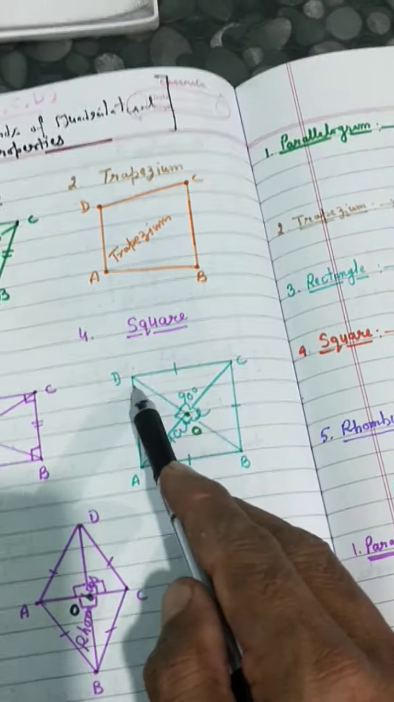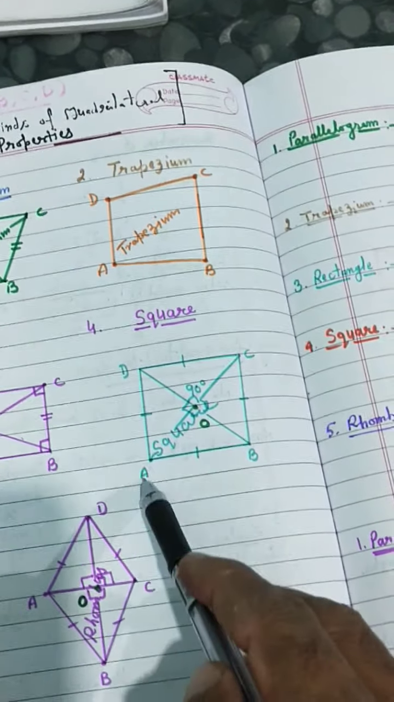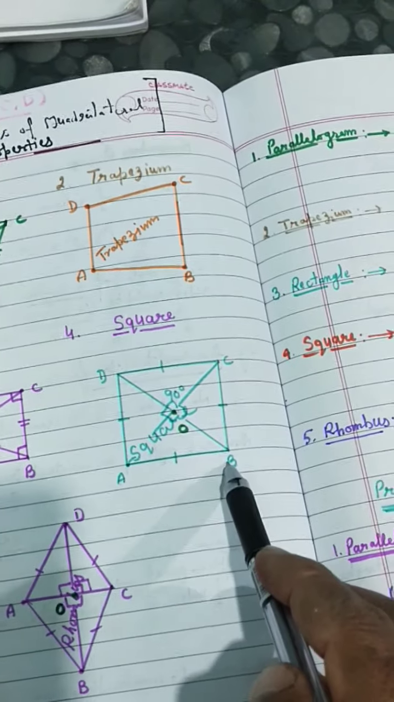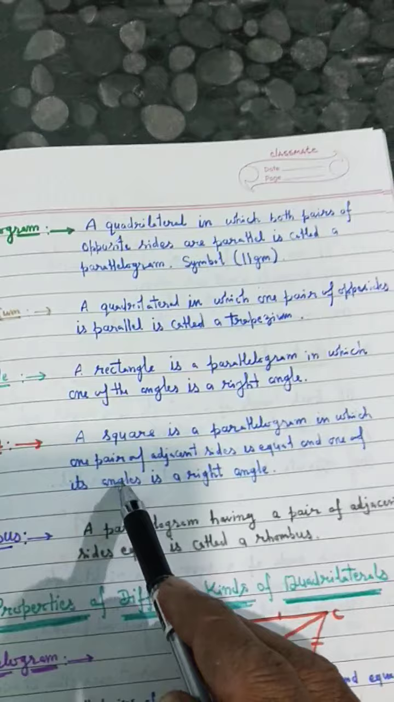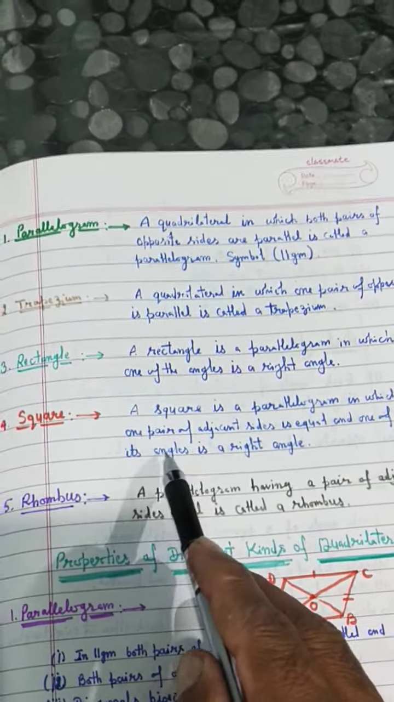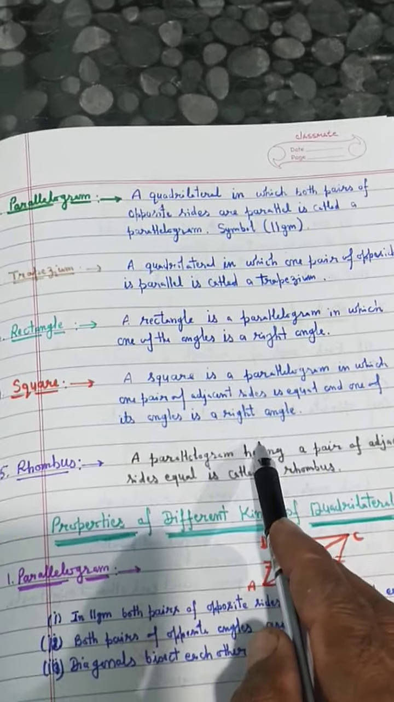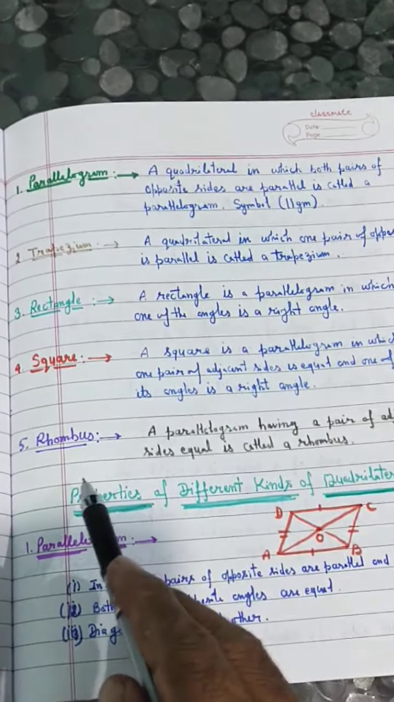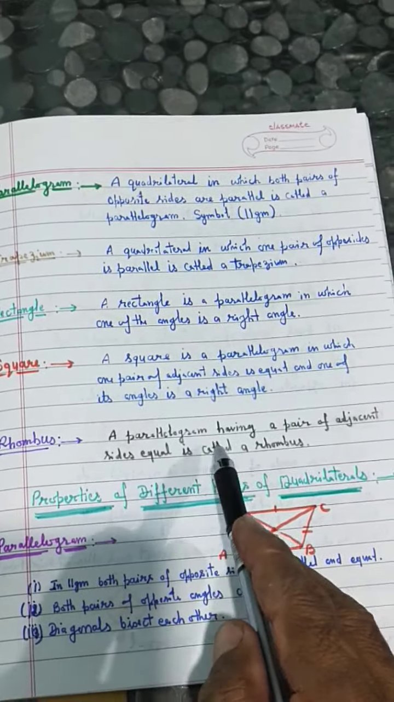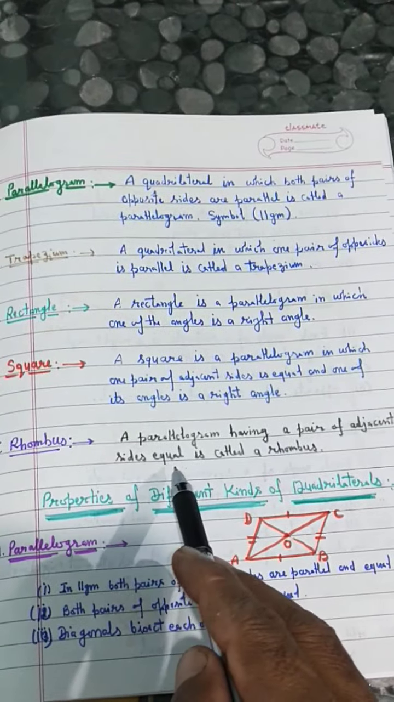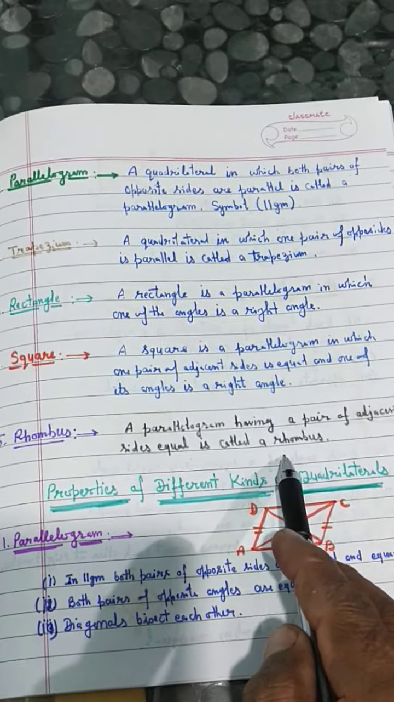BC adjacent to CD, CD adjacent to DA, and DA adjacent to AB. A square is a parallelogram in which one pair of adjacent sides is equal and one of its angles is a right angle, same as a rectangle. A parallelogram having a pair of adjacent sides equal is called a rhombus.